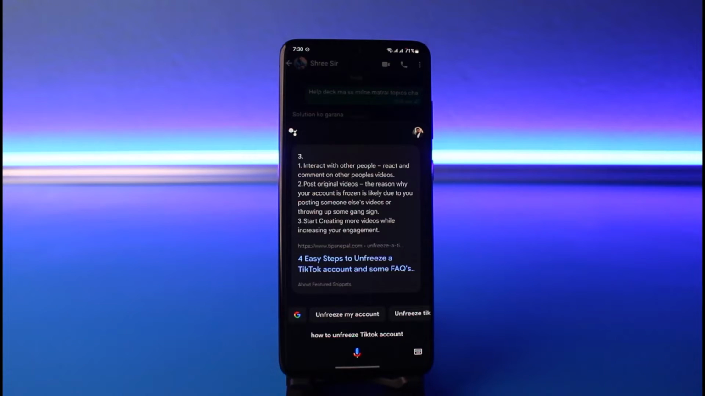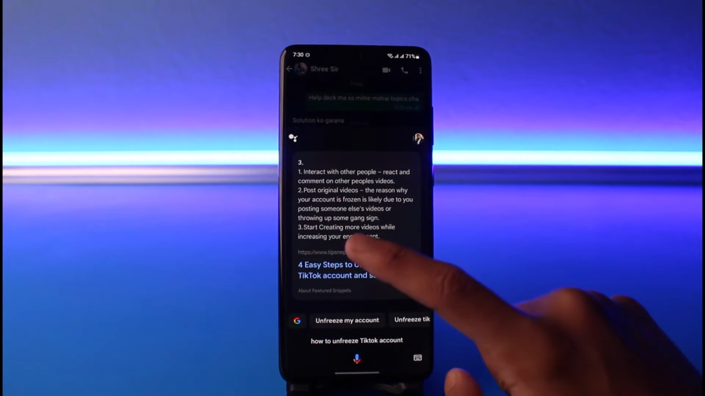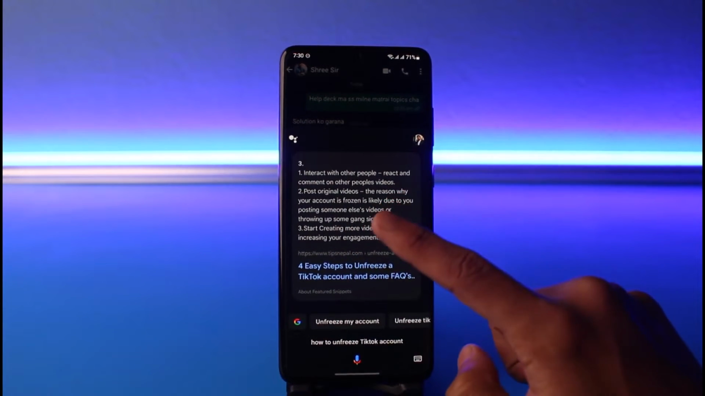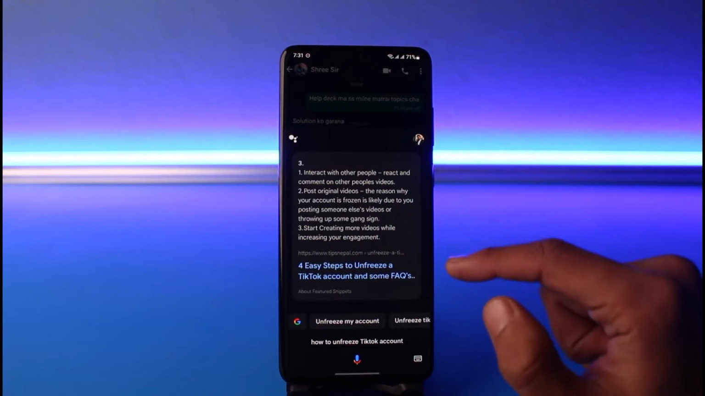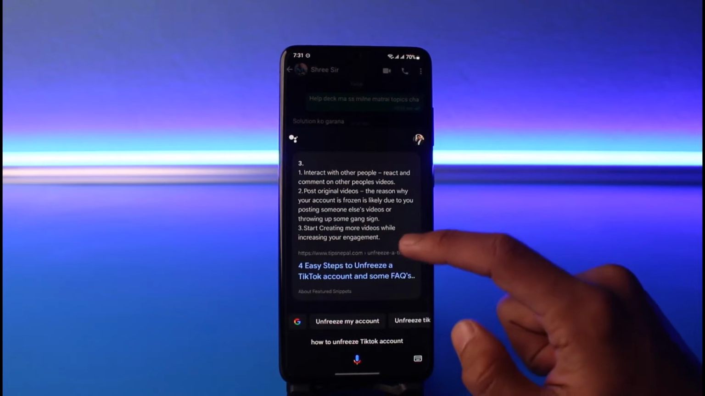So in order to unfreeze your account, there are some ways. A quick Google search will tell you what you can do. The first step is to definitely interact with other people. As I said, the reason your TikTok account has been frozen is because there is no interaction. So you want to make sure to interact with people, react and comment on other people's videos.